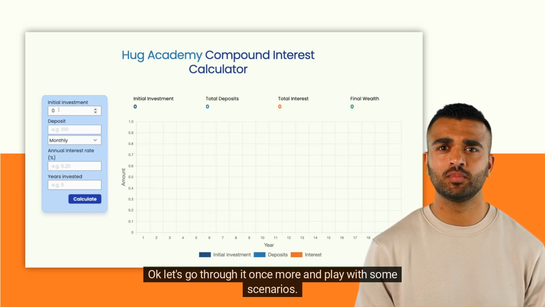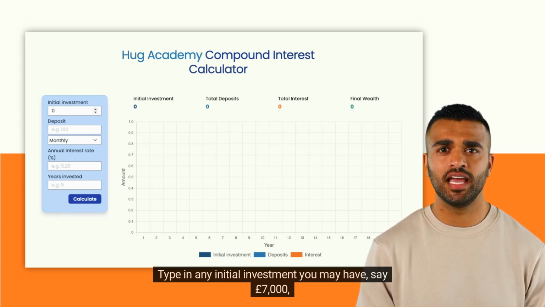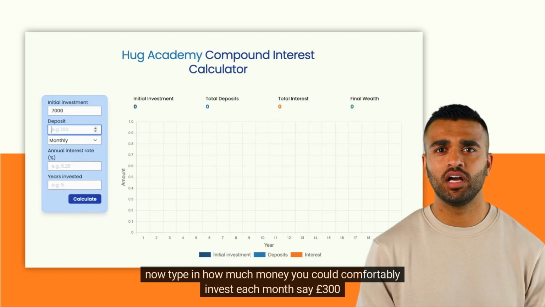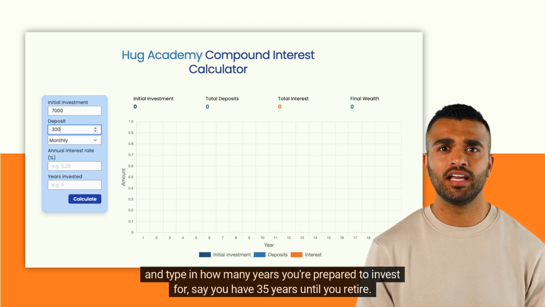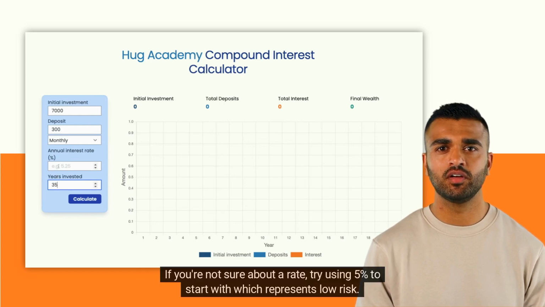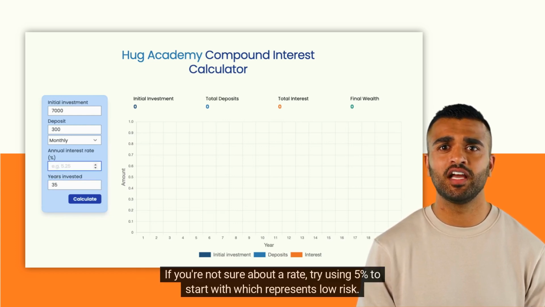Okay, let's go through it once more and play with some scenarios. Type in any initial investment you may have, say £7,000. Now type in how much money you could comfortably invest each month, say £300. And type in how many years you're prepared to invest for, say you have 35 years until you retire. If you're not sure about a rate, try using 5% to start with, which represents low risk.